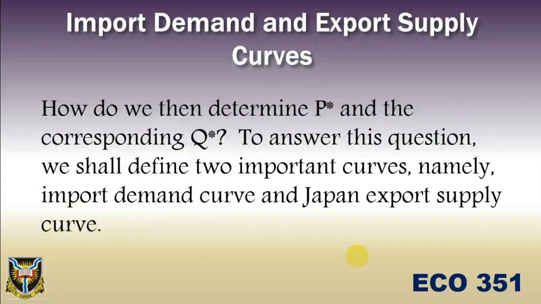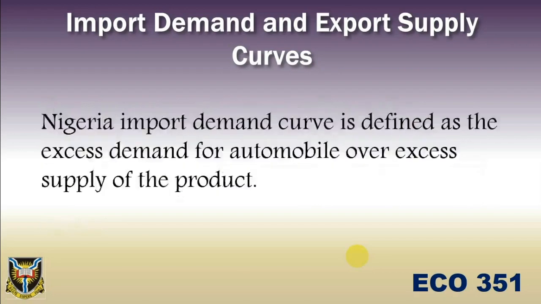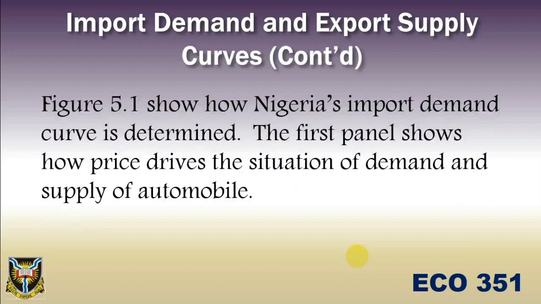Import demand and export supply curves. The question that follows is, how do we determine equilibrium price and the corresponding equilibrium quantity? To answer this question, we shall define two important curves, namely the import demand curve and Japan's export supply curve. Nigeria's import demand curve is defined as the excess demand for automobile over excess supply of the product. Figure 5.1 shows how Nigeria's import demand curve is determined.